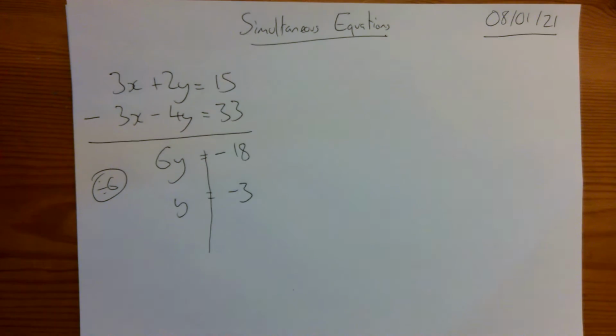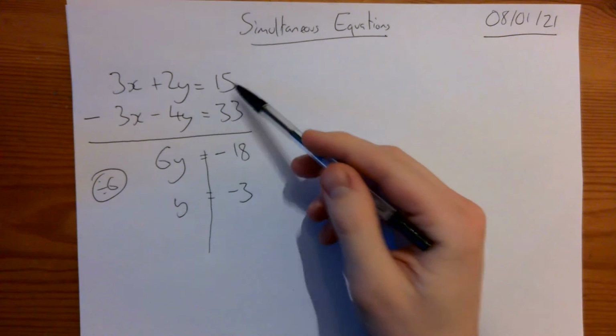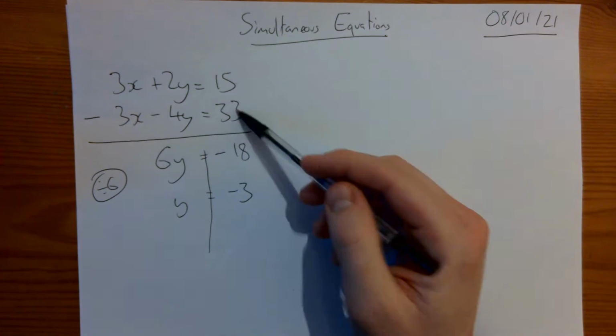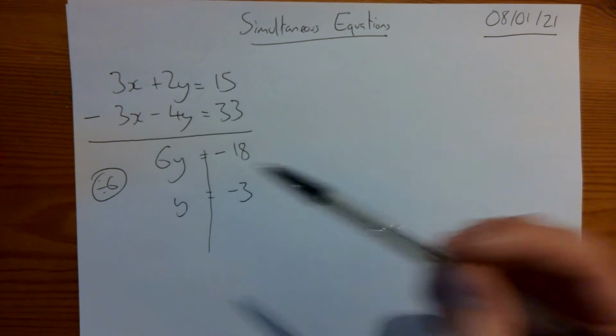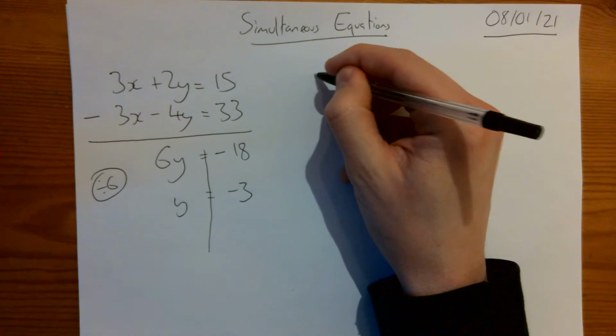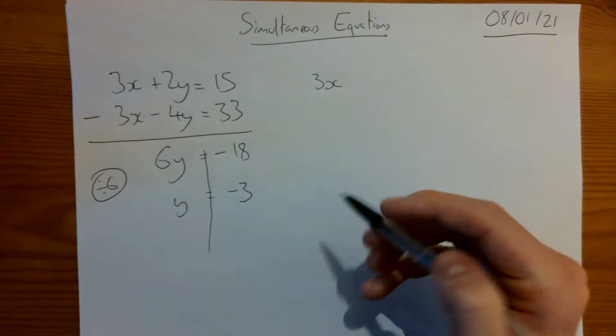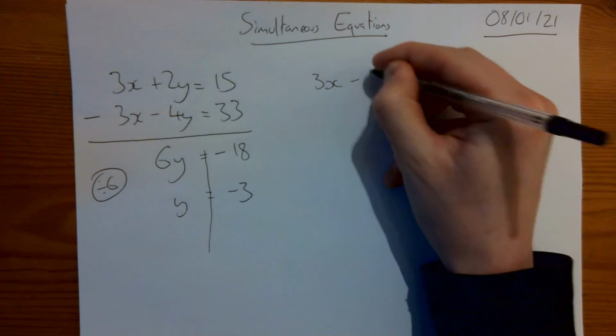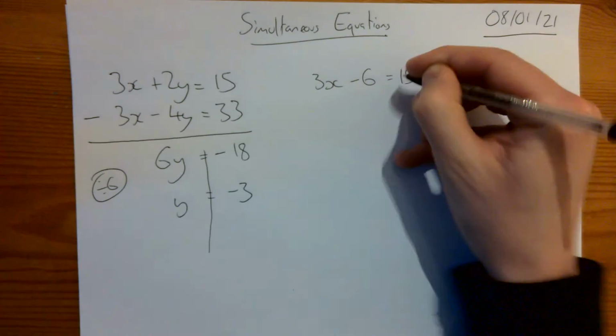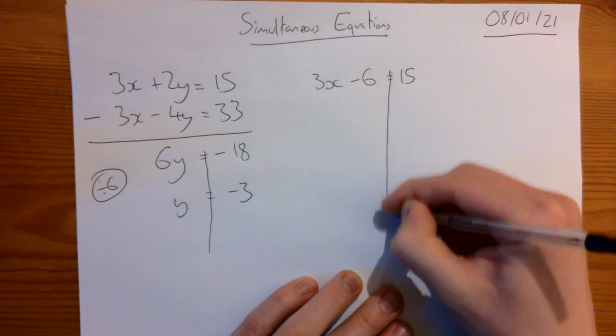That's only half my solution though. I need to find a solution for x and for y. Remember, I can use either of these two equations. I'm going to use this one because I think it looks slightly easier because I've got a positive y. So instead of 3x plus 2y, I know that y is minus 3, so 2y is going to be minus 6. And then again, I've got a nice normal equation to solve.